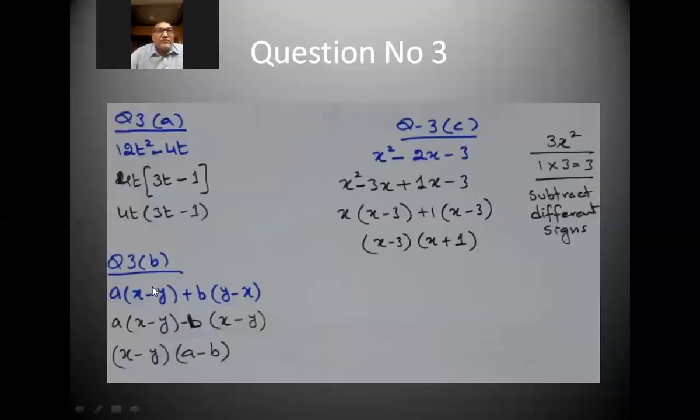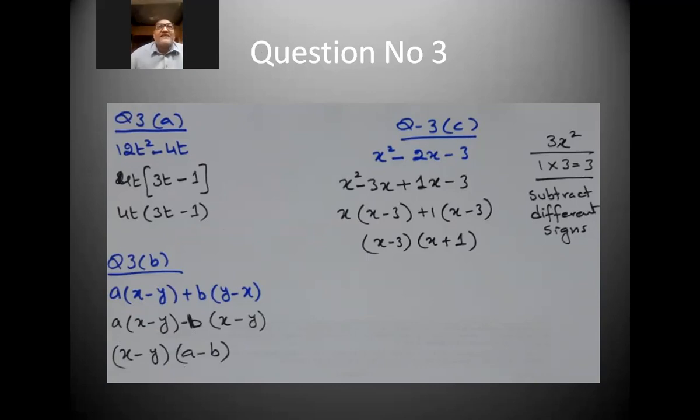So question number 3, B part, you can see A bracket x minus y bracket close plus B bracket y minus x bracket close. So I will take a negative outside. When I take the negative outside, this y will become negative, the x will become positive. Now you can see these two brackets are exactly the same, so I can take them common. From here, I will have A, from here, I will have minus B. So this is how this B part is factorized.